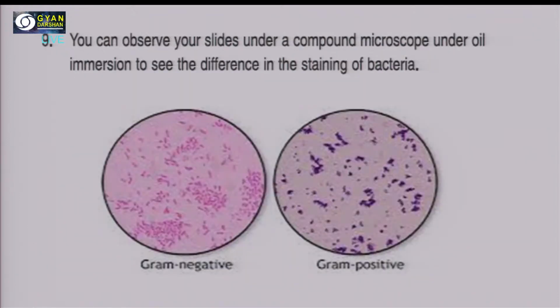If you observe your slides under a compound microscope, you can see the gram negative bacteria that have taken the safranin stain and the gram positive bacteria that have retained the color of the crystal violet.